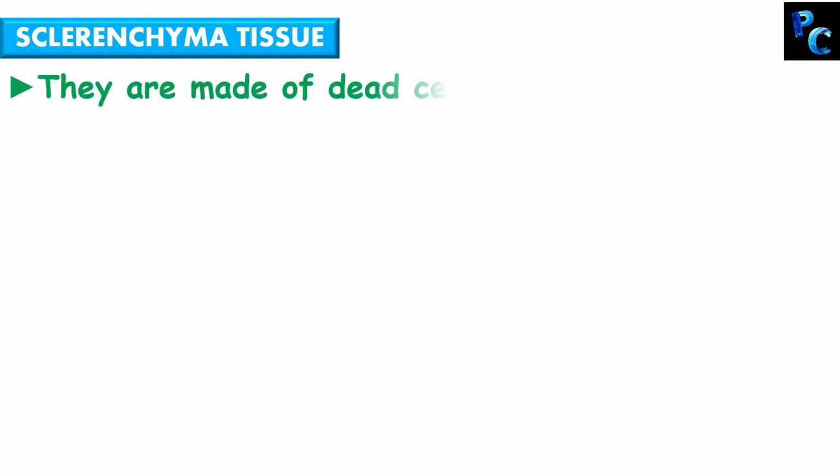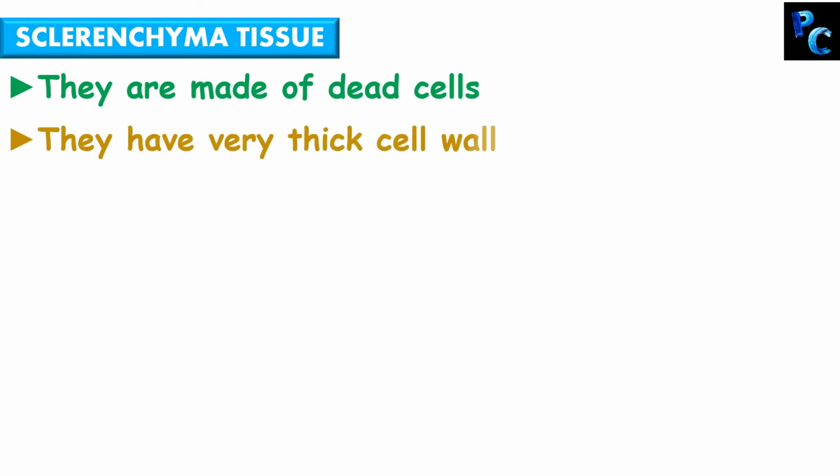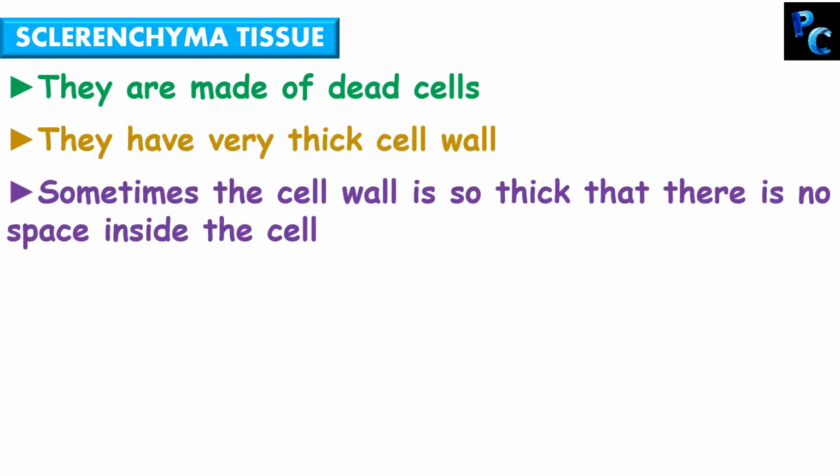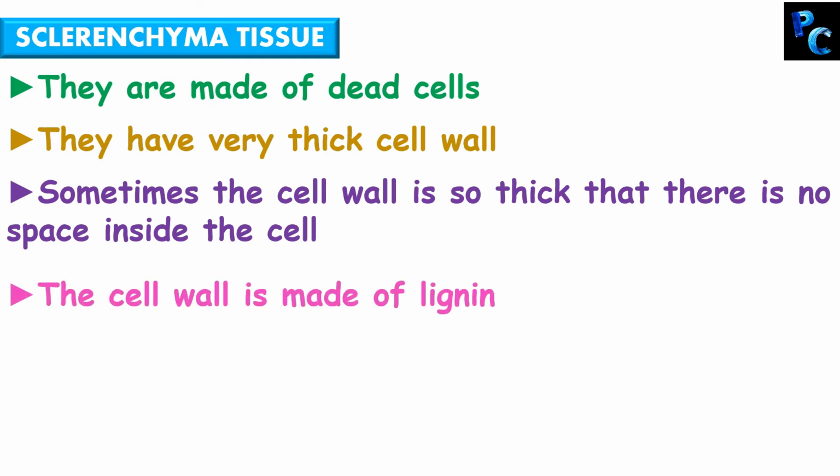They are made up of dead cells. Note that the other two tissues we have studied before are made up of living cells, but sclerenchyma is made up of dead cells. They have very thick cell wall. Sometimes the cell wall is so thick that there is no space inside the cell. The cell wall is made up of lignin.